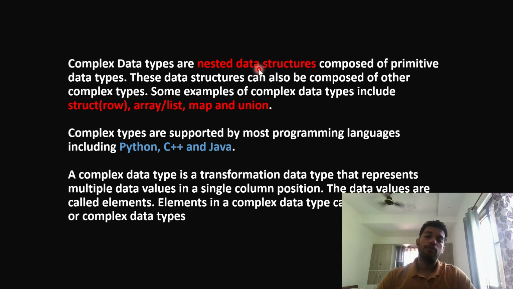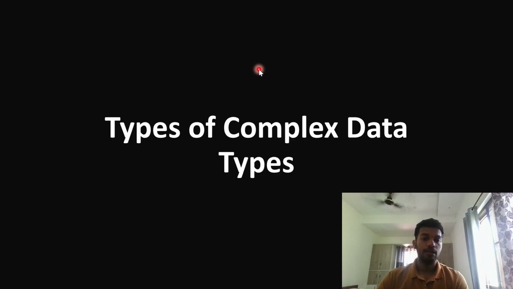Complex data types are supported by most programming languages, including Python, C++, and Java. These are the most commonly used programming languages which support complex data types. A complex data type is a transformation data type that represents multiple data values in a single column position. The values within the column are called elements, and each element in a complex data type can be of either primitive or complex data types.